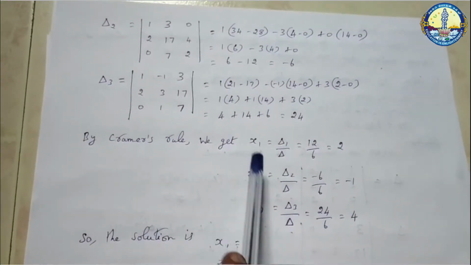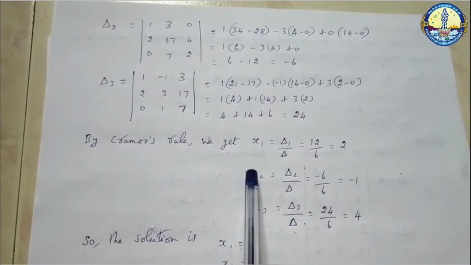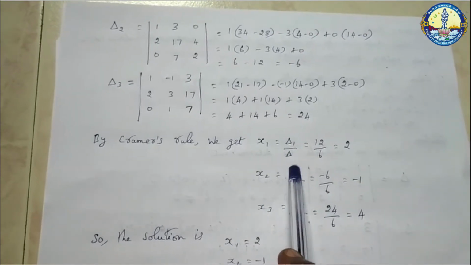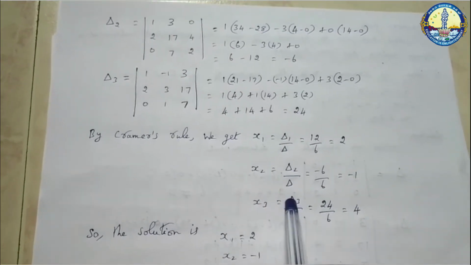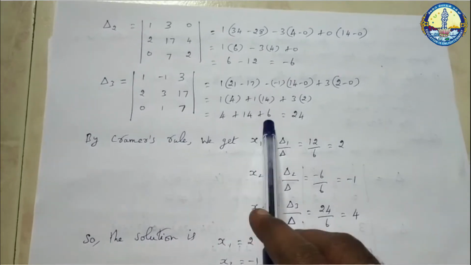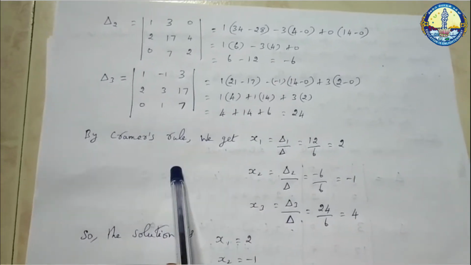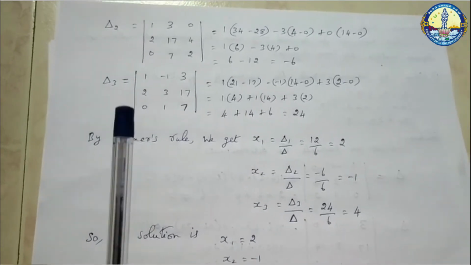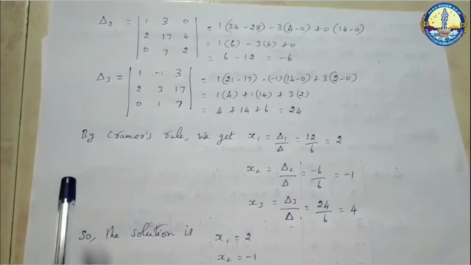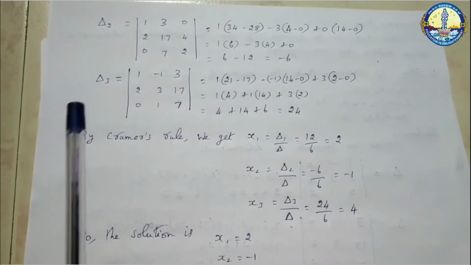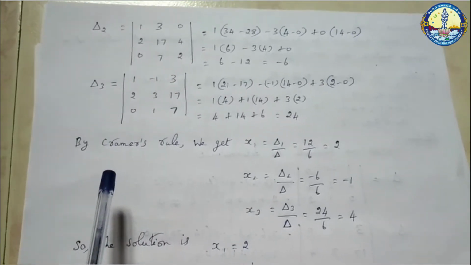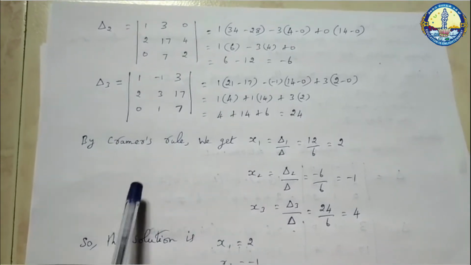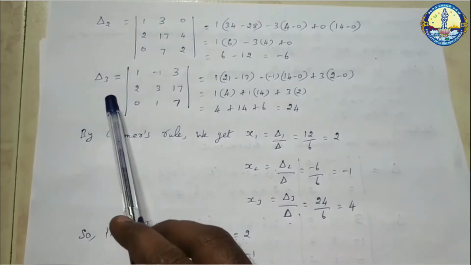So by Cramer's rule, this is the formula for finding x1, x2, x3. x1 means del 1 by del, x2 means del 2 by del, x3 means del 3 by del. To use Cramer's rule, we have to find the determinants. This is a 3 by 3 matrix, so we find del 1, del 2, del 3. If it is a 4 by 4 matrix, we have to find del 1 up to del 4, and if it is a 2 by 2 matrix, we find del 1 and del 2. Here the question is a 3 by 3 matrix, so up to del 3 we will find.